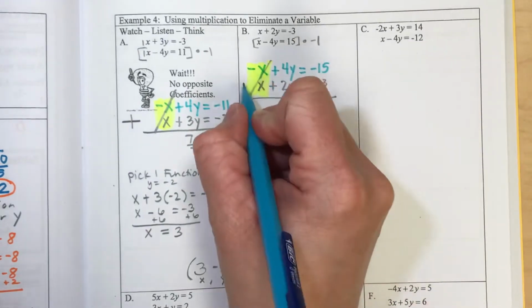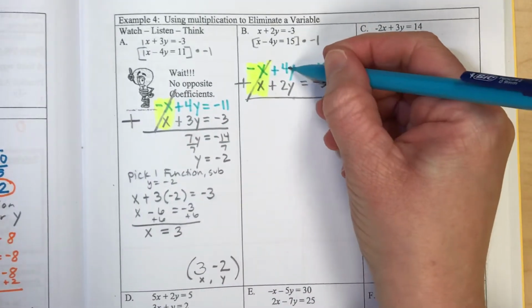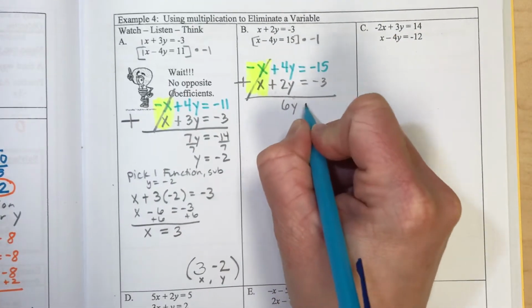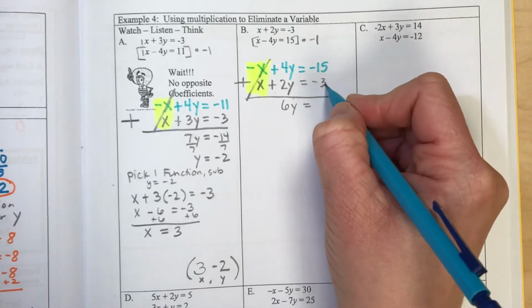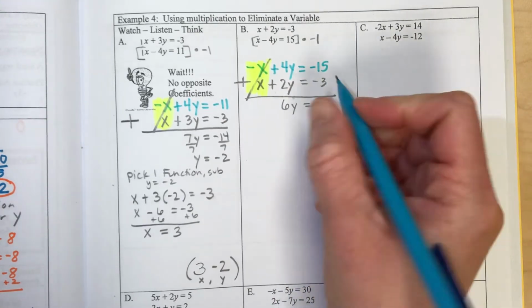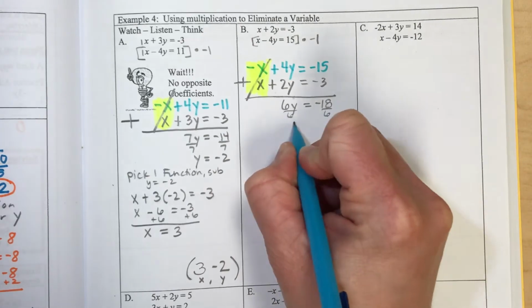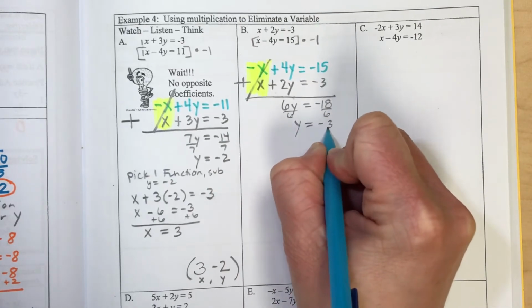Now I'm going to add my functions together. 4y's plus 2y's is 6y's. Negative 15 minus 3 more is negative 18. And if I divide by 6, my solution for y is negative 3.